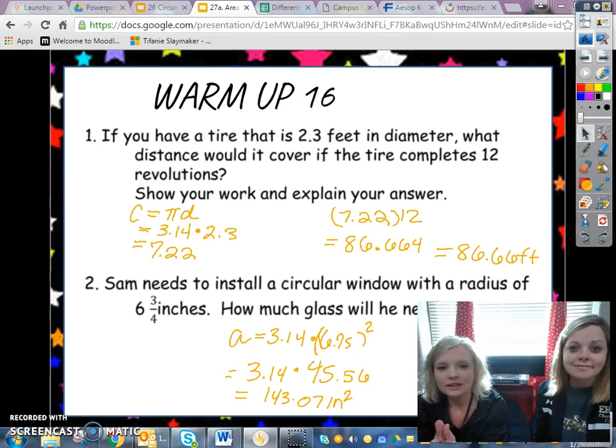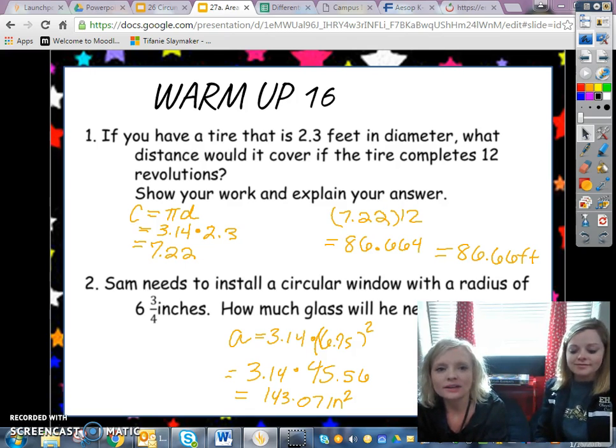Now that you've had time to do your warm-up, we're going to go over it. For number one, if you have a tire that is 2.3 feet in diameter, what distance would it cover if the tire completes 12 revolutions?